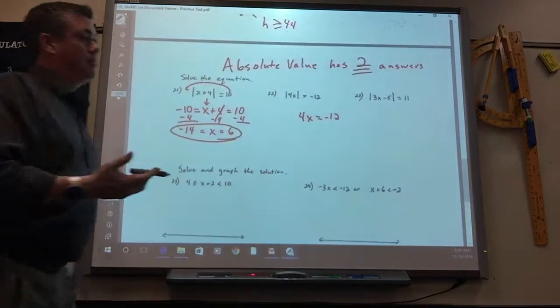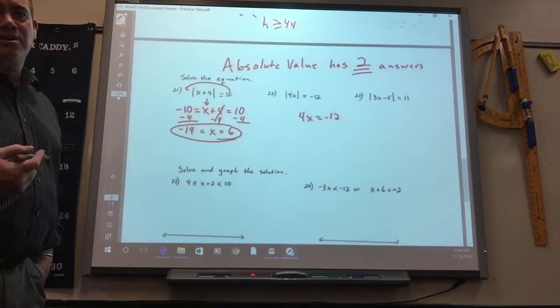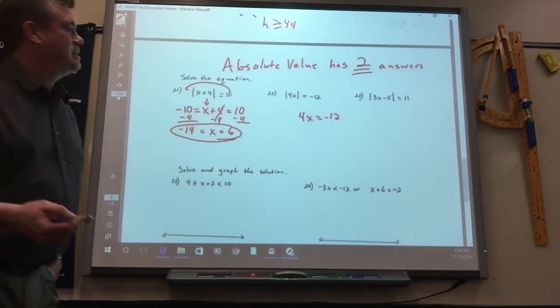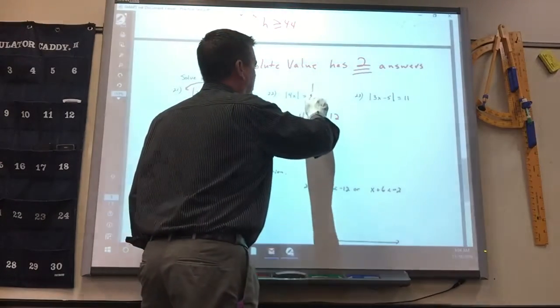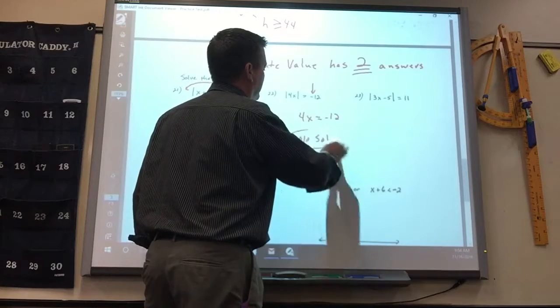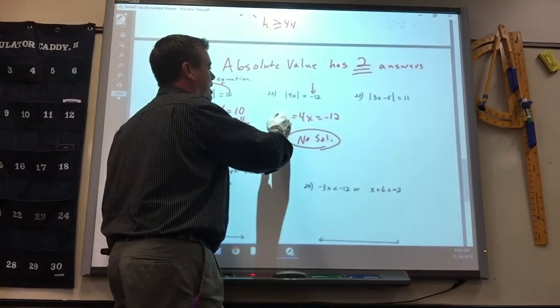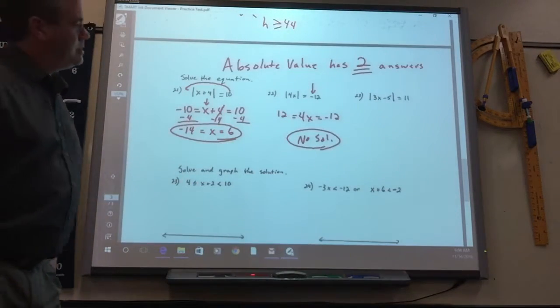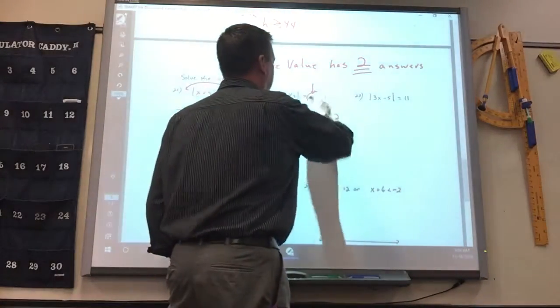Now, this is one where if you don't notice it, I started solving it before I realized. Can an absolute value equal a negative? No. No solution. Now, if you didn't notice that and you wrote it out and solved it, you would have gotten 3 and negative 3. But you just need to notice that it can't equal a negative.